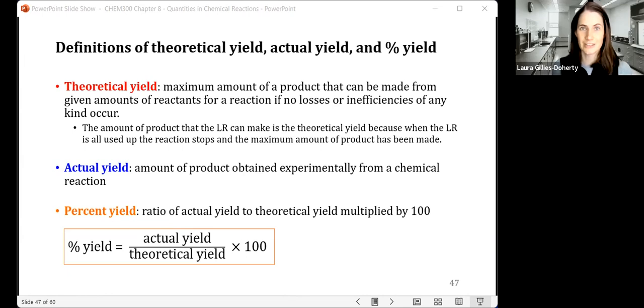Occasionally, you'll get a percent yield that's over 100%. This is impossible in the real world. You can't make more product than we theoretically calculated you can make.